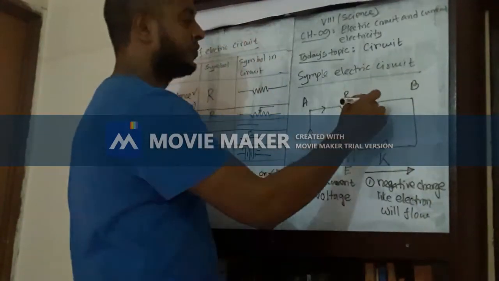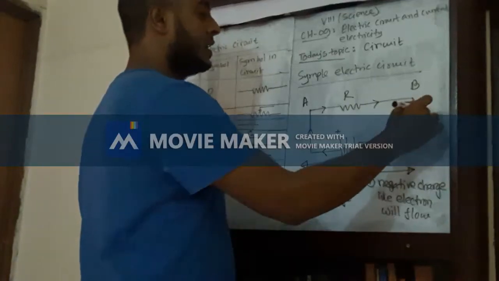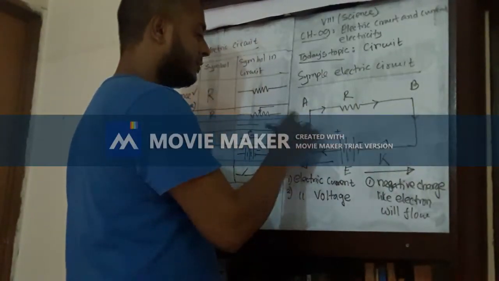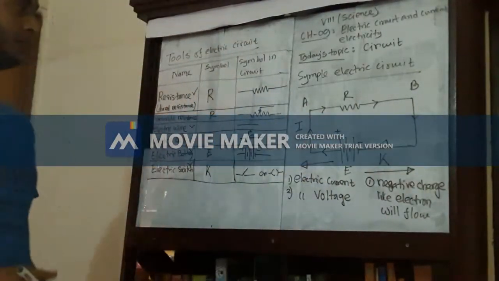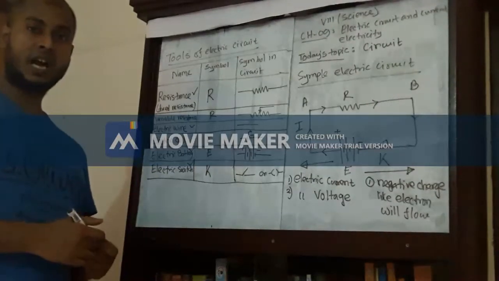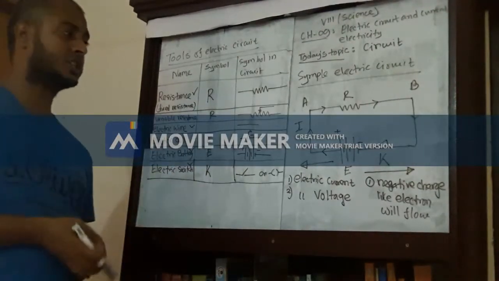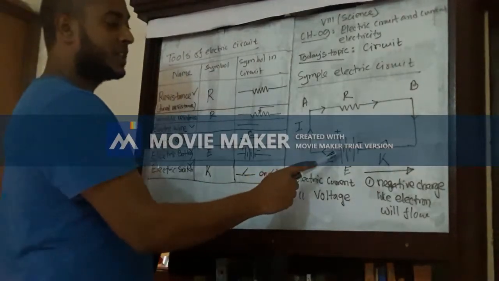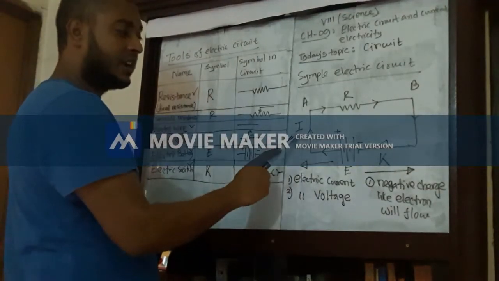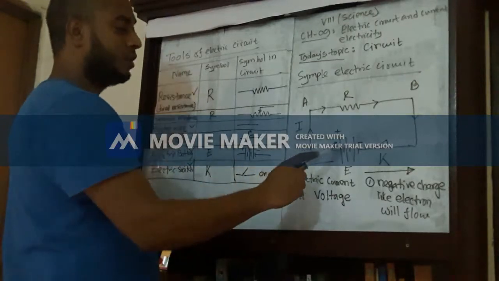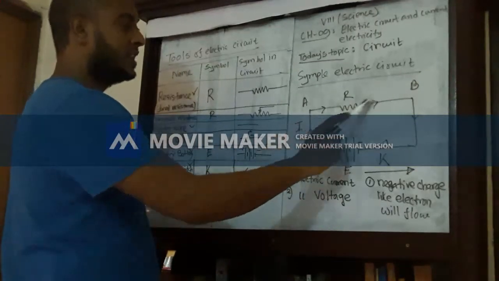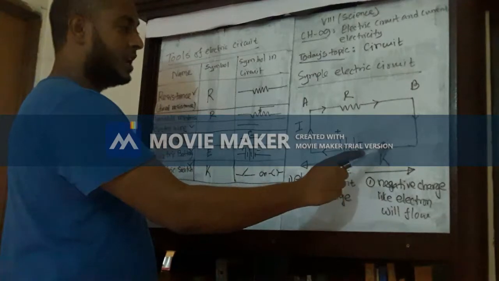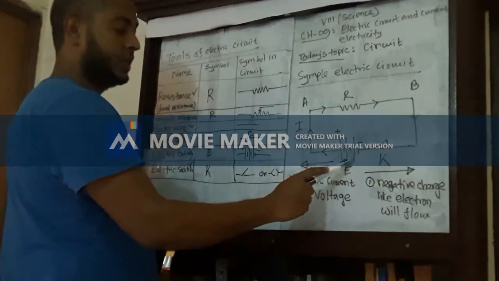So in this path, electric current I flows through this direction. Electric current I flows through this direction. So this is the positive terminal, which supplies electric current, and this electric current flows in this direction, in this direction, and finally to the end of this battery.